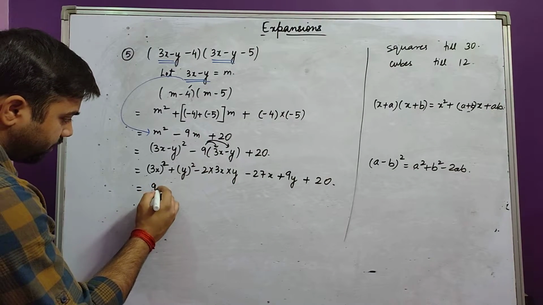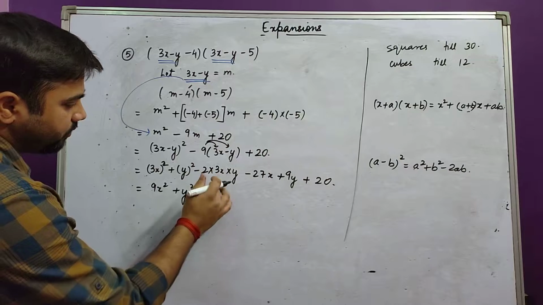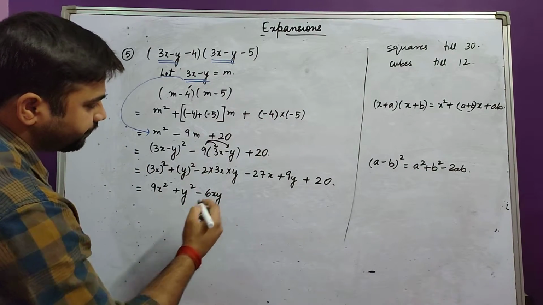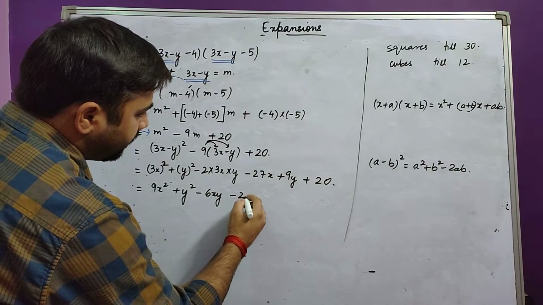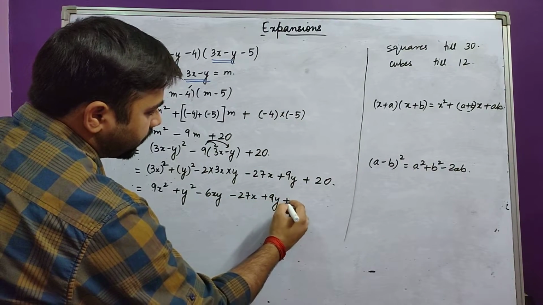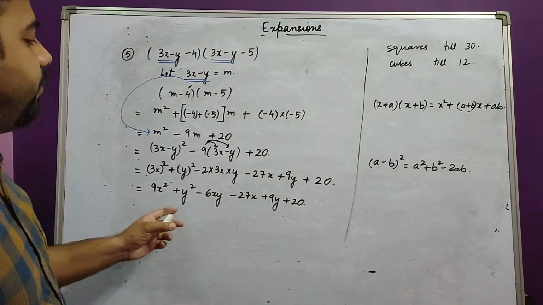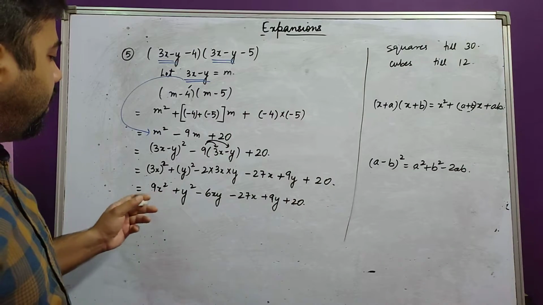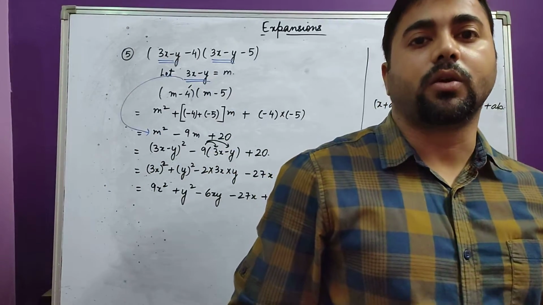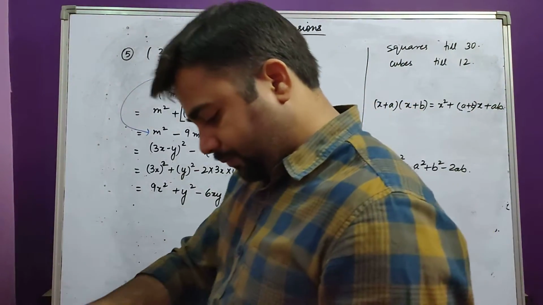It comes out to be 9x square plus y square minus 6xy minus 27x plus 9y plus 20. Now we have to check again if there are any like terms at the end. If there are any like terms, we are going to add or subtract accordingly what the question says. Now the next question we have it over here.